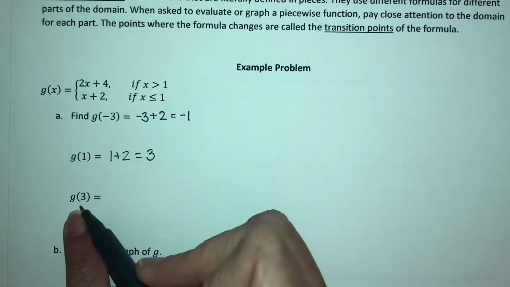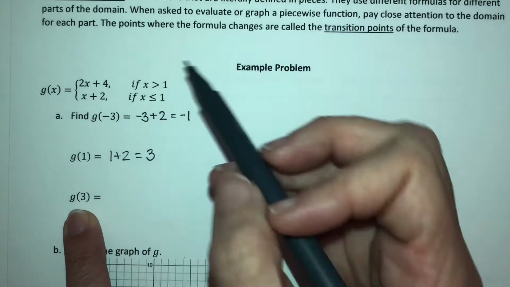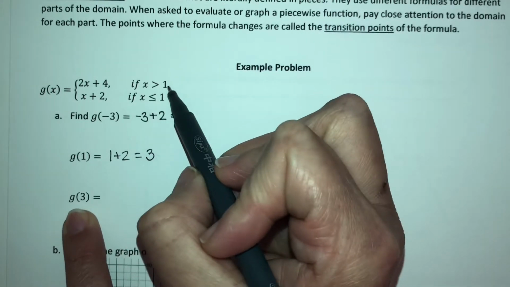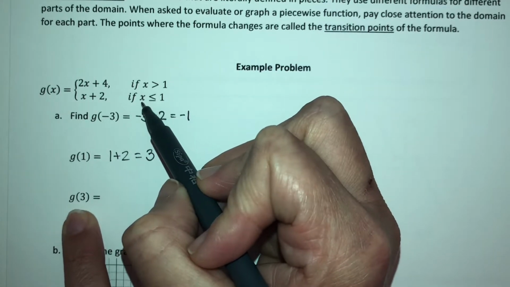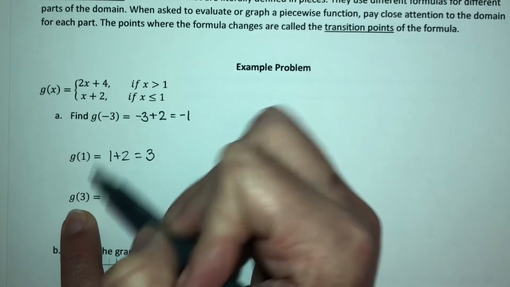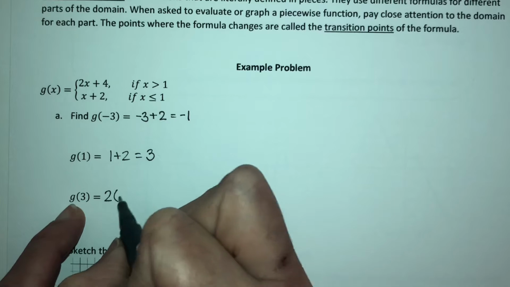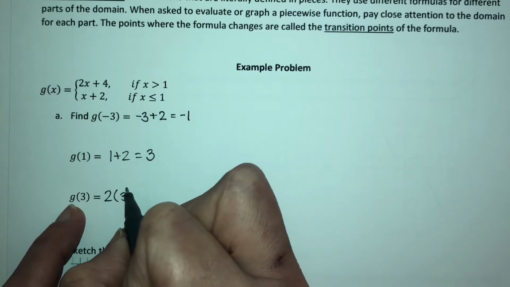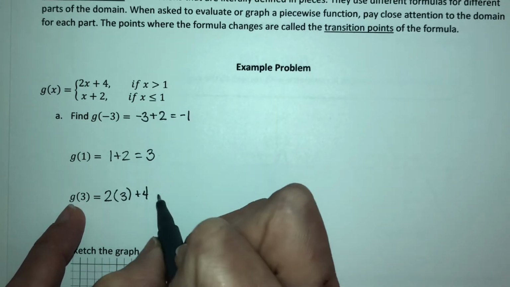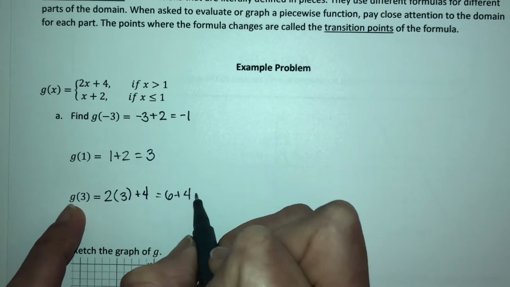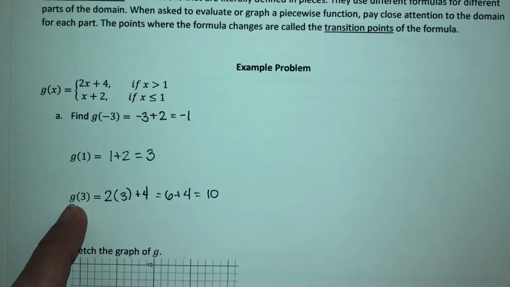And then finally, if I plug in 3, 3 is greater than 1. It is not less than or equal to 1. So for 3, I would plug into this line. So I got 2 times 3 plus 4, which is 6 plus 4, which is 10.